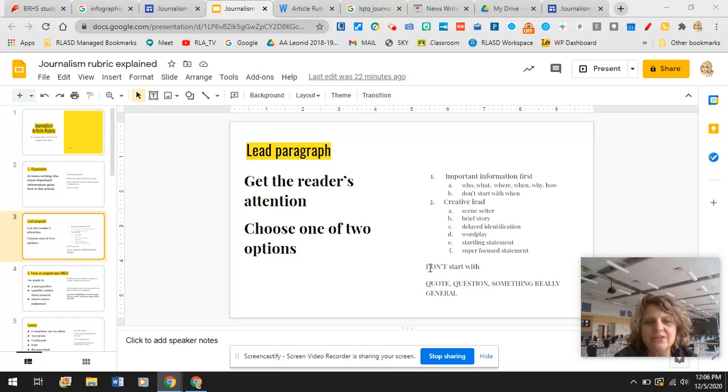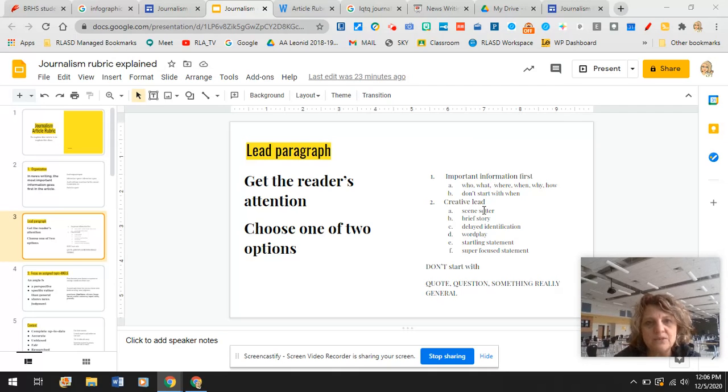You can either put the most important information first. So you start out with something called a summary lead, which gives the who, what, when, where, why, how. And most of the time, the when is not the most important thing. So make sure that if you're using a summary lead, you're not starting with when.